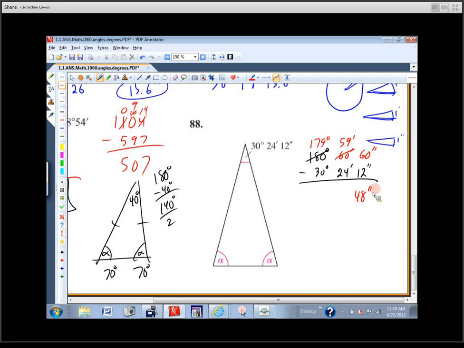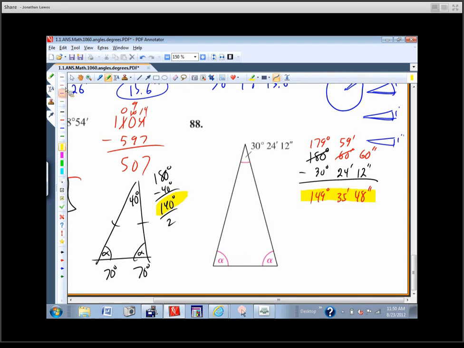Now let's do the subtraction. 48. 59 minus 24, so that's going to be 35, right? And this is going to be 179 minus 30, so that's going to be 149. Now, we're going to write here on this, and that's the equivalent. What did we do next to figure out these angles down here? Okay, we divide by 2.